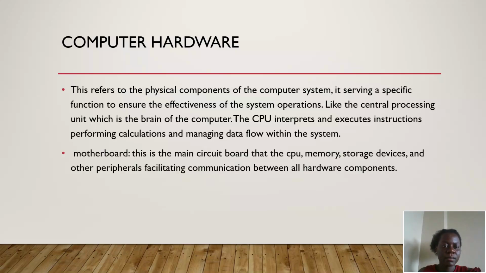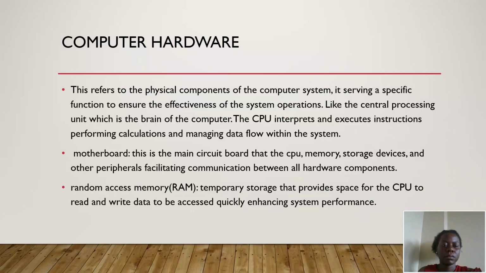Then we have another example of the motherboard, and this is the main circuit board that connects the CPU, memory, storage devices, and other peripherals, facilitating communication between all hardware components. We also have the random access memory, and this is a temporary storage that provides space for the CPU to read and write data to be accessed quickly, enhancing system performance.